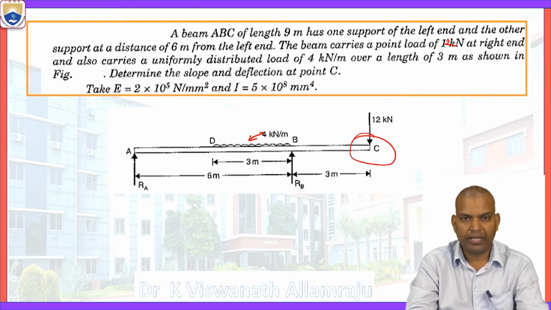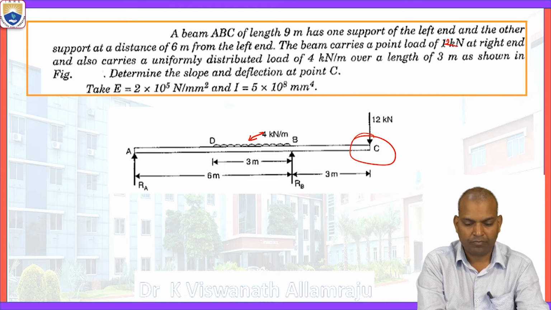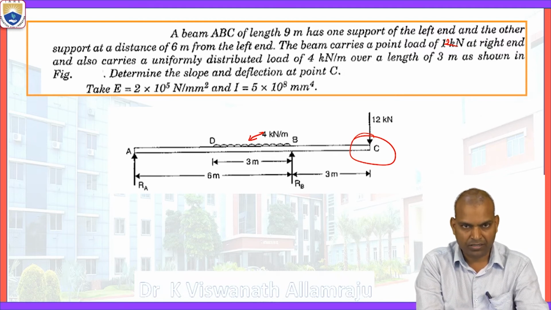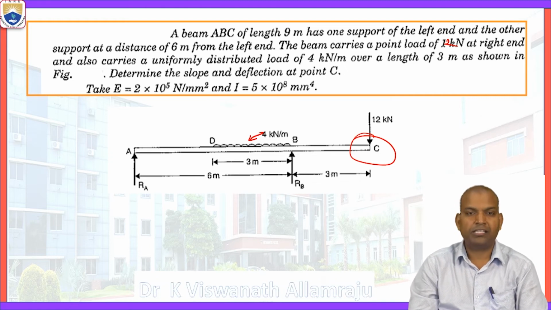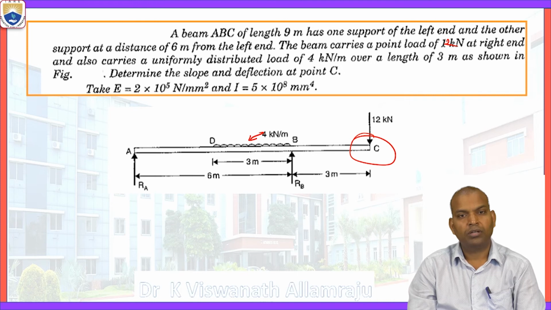Take the modulus of elasticity for this beam as 2 times 10 power 5 Newton per square millimeter, and the second moment of area as 5 times 10 power 8 millimeter to the power 4. How to calculate? By using Macaulay's method. Here they did not mention which method, but for this type of problem, in order to avoid complexity, we have to use Macaulay's method. It's so important, and so simple to calculate anywhere.